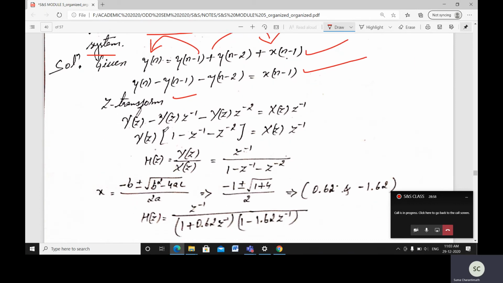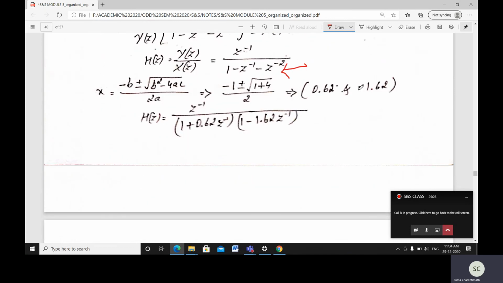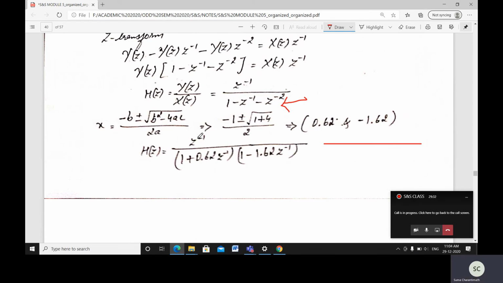Then take Y(z) as common here: 1 minus z inverse minus z raised to minus 2, into Y(z), equals X(z) z raised to minus 1. Then H(z) equals Y(z) divided by X(z), which equals z inverse divided by 1 minus z inverse minus z raised to minus 2. Take the factors for this. You will get 0.62 and minus 1.62. Then I can write z inverse divided by 1 plus 0.62 z inverse, 1 minus 1.62 z inverse.